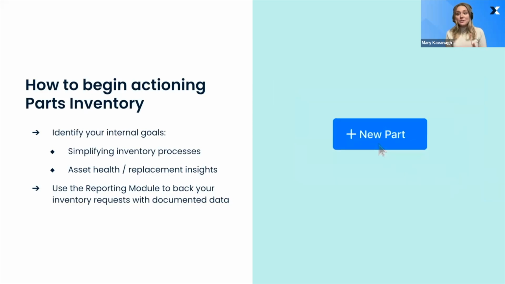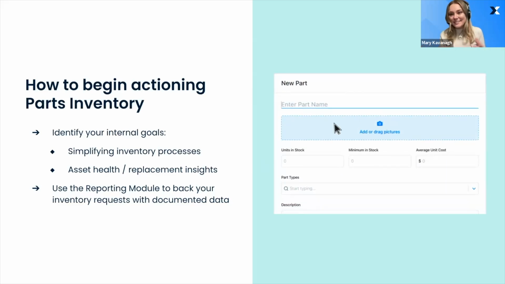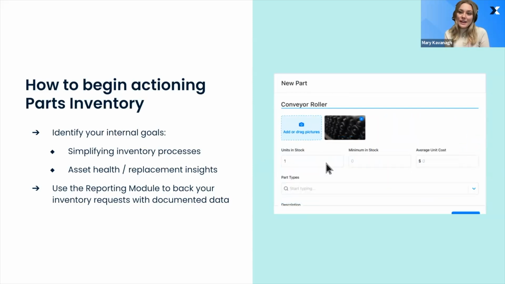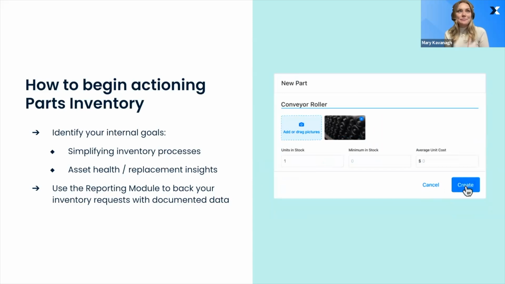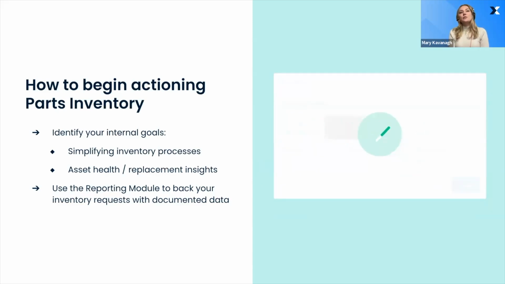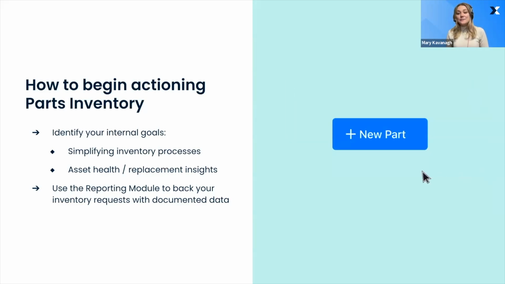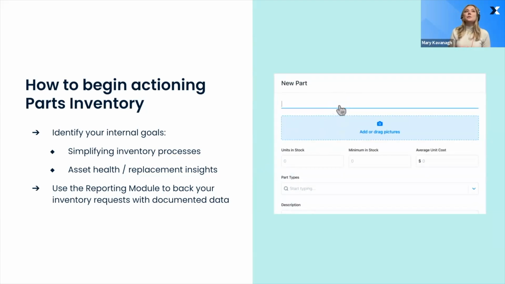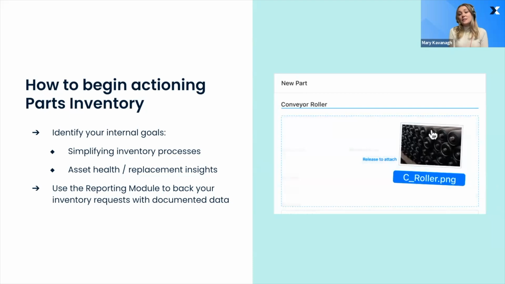So we know how to begin using it, but now how to begin actioning it. That's where we get to the juicy bit. First things first, it's important to identify your internal goals. They're different for everybody. It might be that it falls into these two categories. This is from my experience, and I'm sure Nick as well, similar experience in our support team. I find people's goals fall into these two categories.